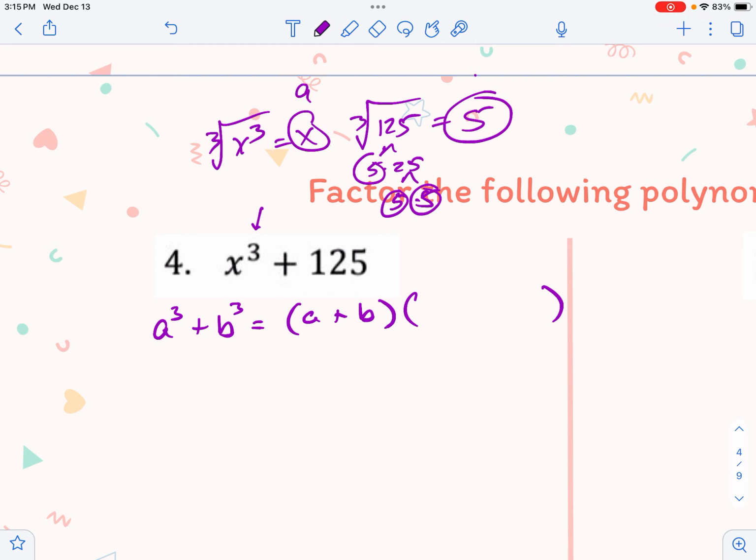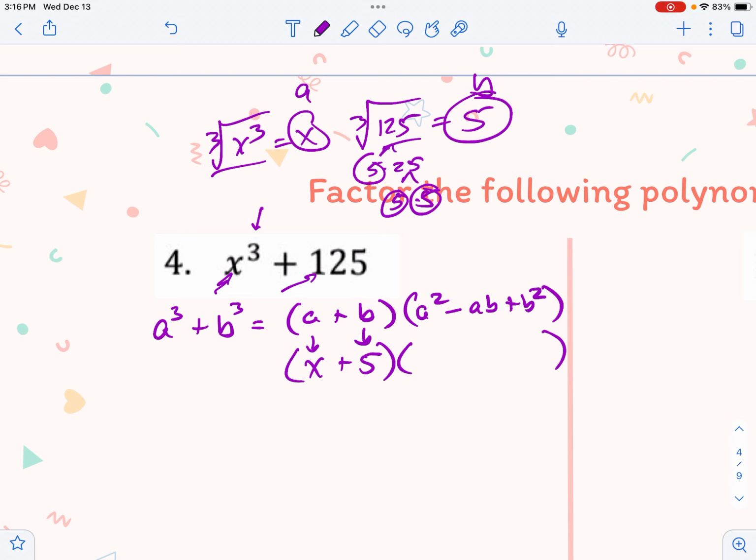So here's my a, and here's my b. So this is a squared, the formula, and I think it's minus ab and plus b squared. Okay. So we know what a cubed is, x cubed, and b cubed is 125. When I take the cube root of both of those, I get x and 5. So I'm going to put those in there. That's my a, that's my b.